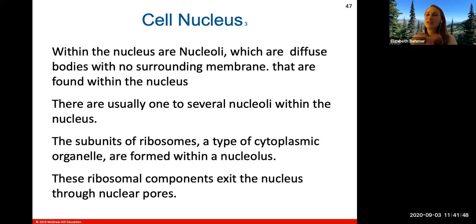Within the nucleus are nucleoli, and these are diffuse bodies with no surrounding membrane. There are usually 1 to several nucleoli, and the subunits of ribosomes are formed within the nucleolus. And the nucleolus is another central part within the nucleus. These ribosomal components that are created in the nucleolus will exit the nucleus through nuclear pores. So, subunits of ribosomes. Ribosomes are used to create proteins, and the parts needed to make up the ribosome itself are formed within the nucleolus.